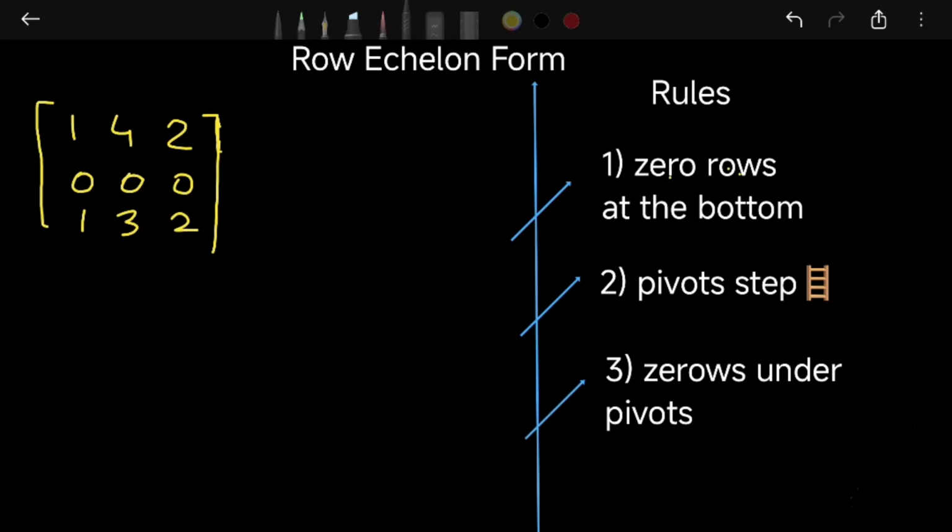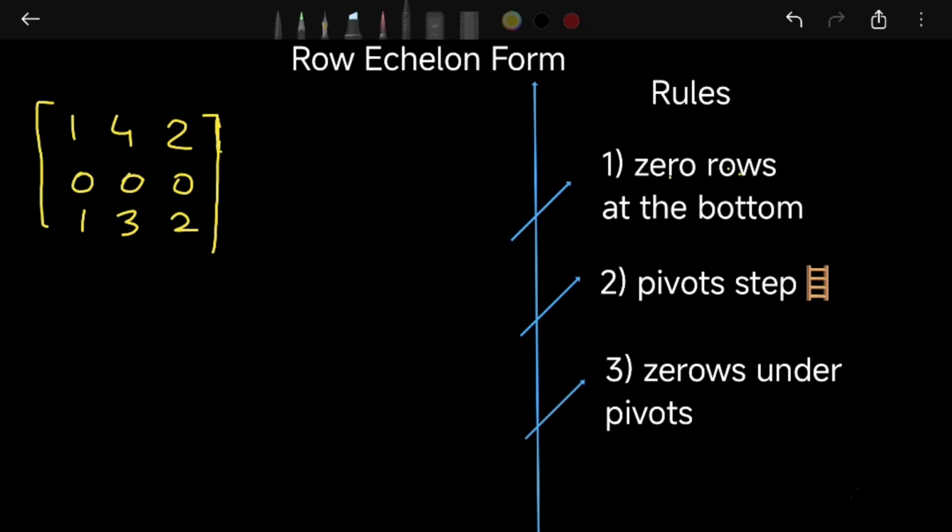It is a given matrix. Row 1 is 1 4 2, second row 0 0 0, and third row is 1 3 2. So it is a 3 by 3 matrix. There are three important rules to find the row echelon form of a matrix. So what are those rules?